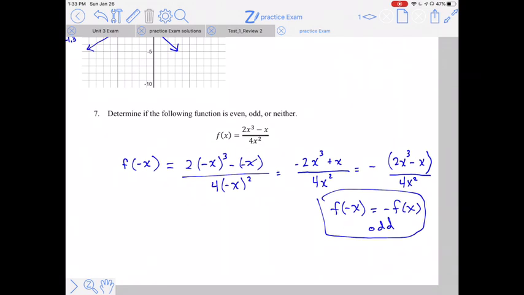And just as a reminder, if you evaluate the opposite of x and it results in the same exact thing that you started with, that would have been an even function. If neither one of these two things occur, if it's a mixture, some of it's the same, some of it's different, it's not all, then you would say that the function is neither even nor odd.